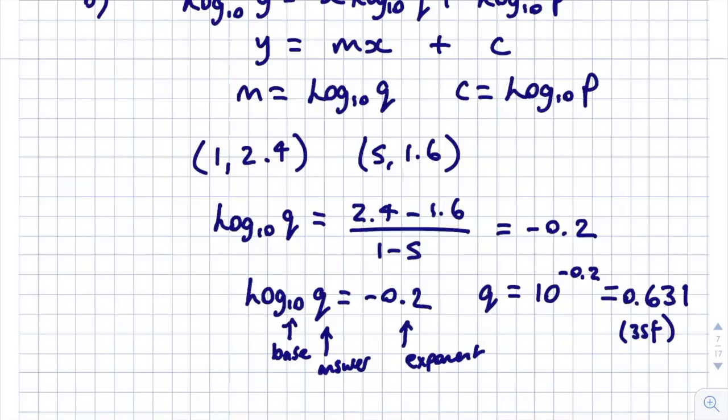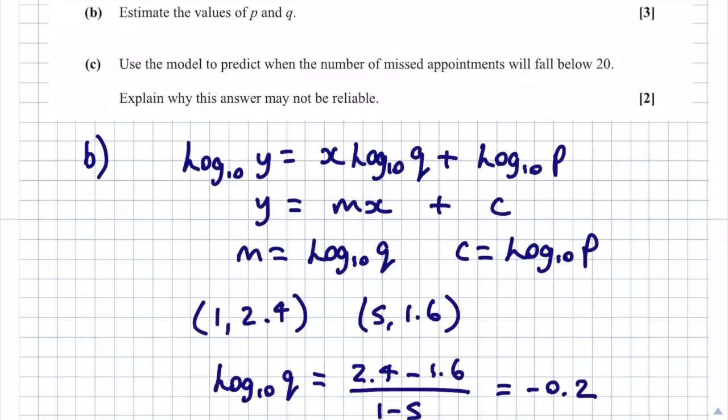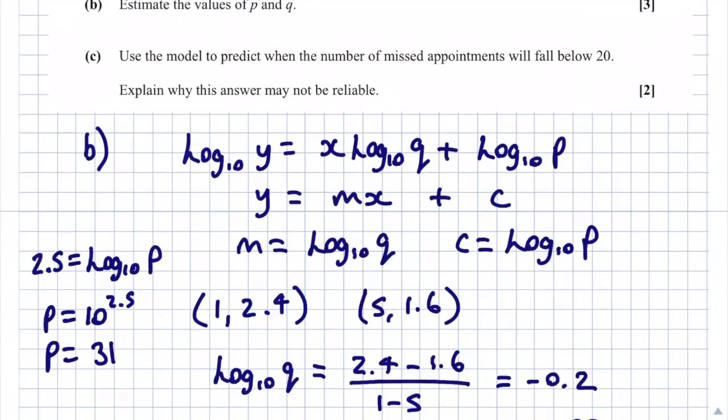Now c is log to the base 10 of p. Well, p on the graph is roughly equal to 2.5. So we can say that 2.5 is equal to log to the base 10 of p. So that must mean p equals 10 to the power of 2.5, and 10 to the power of 2.5 is 316 to 3 significant figures.